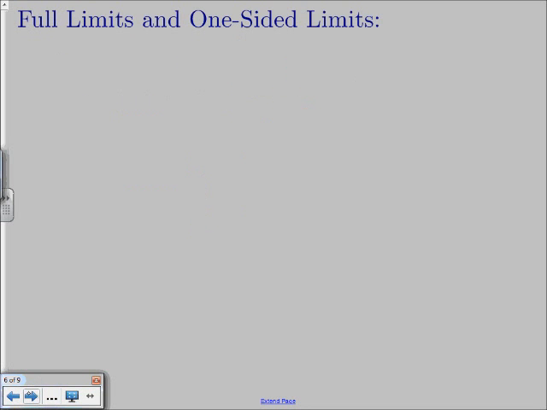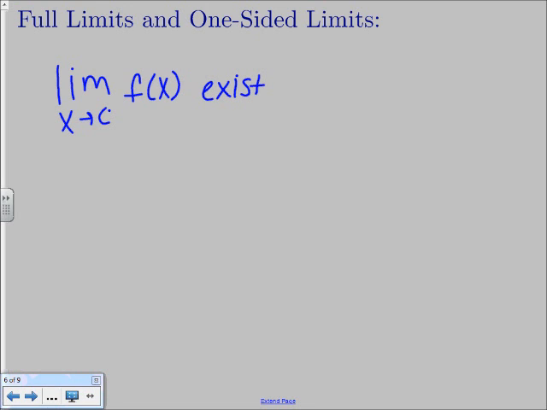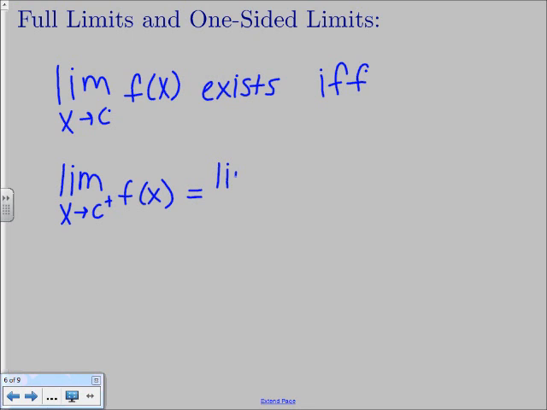So how do one-sided limits relate to your full limits? Well, one-sided limits actually affect whether or not the full limit is going to exist. So a full limit exists, or the limit as x approaches c, with no extra signs, of f of x, exists if and only if, which in math is abbreviated as IFF, the limit from the right exists, so the limit as x approaches c from the right, if that exists, and it equals the limit as x approaches c from the left.